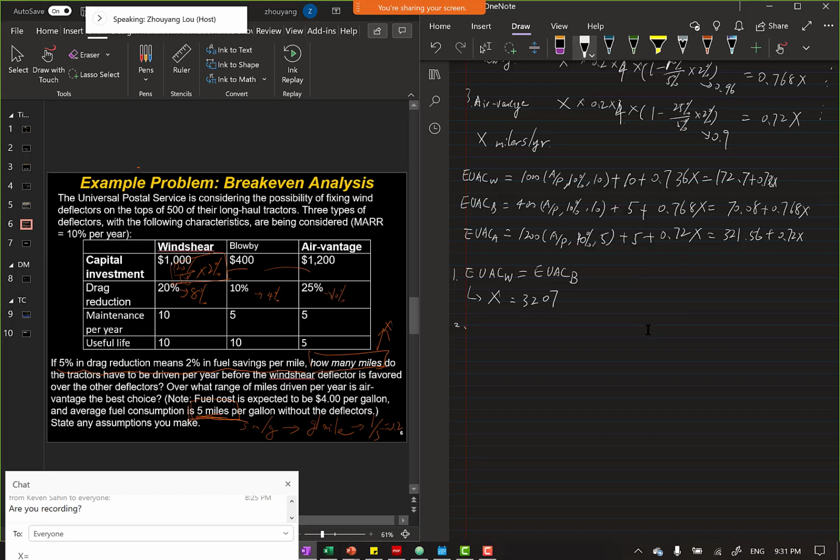So this one, we calculate the annual worth for the Air Advantage. We have 3 parts. The capital investment, we take that to the annual worth, so we use the capital investment times A given P, and since it's 5 years, that's the first part. The second part is the maintenance cost per year, which is already annual worth, so we just put 5 here. And the last piece is the annual fuel cost we already calculated previously. So we just drop that in, and that's the setup for the annual worth of Air Advantage. And then we have this derived.